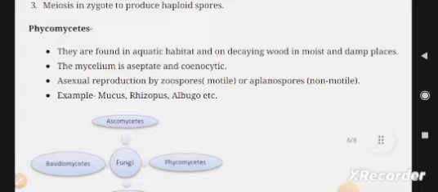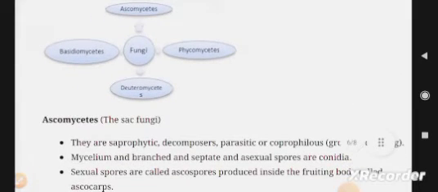Phycomycetes. They are found in aquatic habitat and on decaying wood in moist and damp places. The mycelium is aseptate and coenocytic. Asexual reproduction by zoospores is motile or aplanospores is non-motile. Example: Mucor, Rhizopus, Albugo, etc. Fungi have four types: ascomycetes, phycomycetes, deuteromycetes, basidiomycetes.